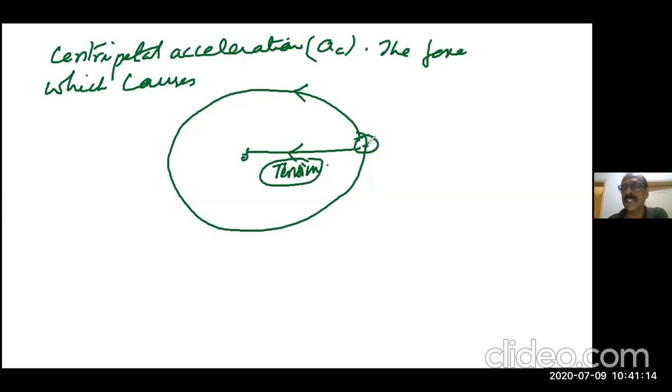The stone has a tendency to go out, but the tension of the string pulls it inward. Due to the tension of the string, here tension is an example of centripetal force. Here the tension of the wire is the centripetal force.